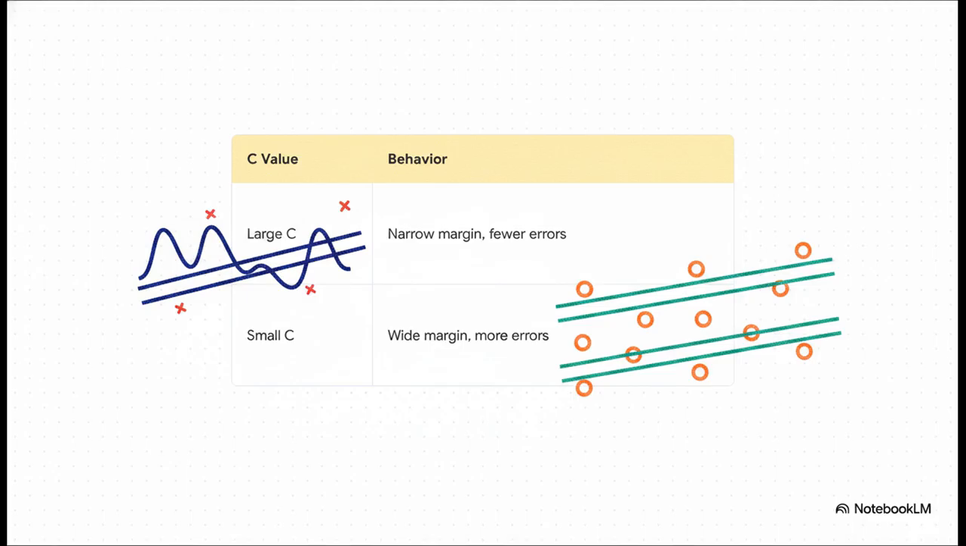You can kind of think of C as a nightclub bouncer for your margin. A large C-value, that's a super strict bouncer. It heavily penalizes violations, which gives you a very tight, narrow margin that tries to perfectly classify everything. The danger there, of course, is overfitting. On the flip side, a small C-value is a much more relaxed bouncer. It allows more violations, giving you a wider, much more forgiving street that might generalize better to new data, but runs the risk of underfitting. It's all about finding that balance.